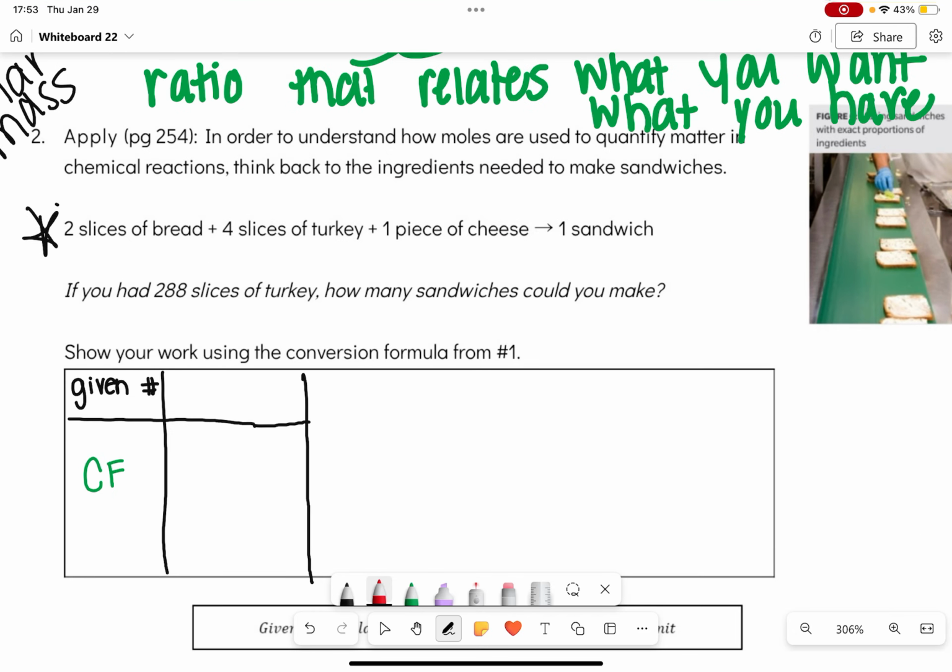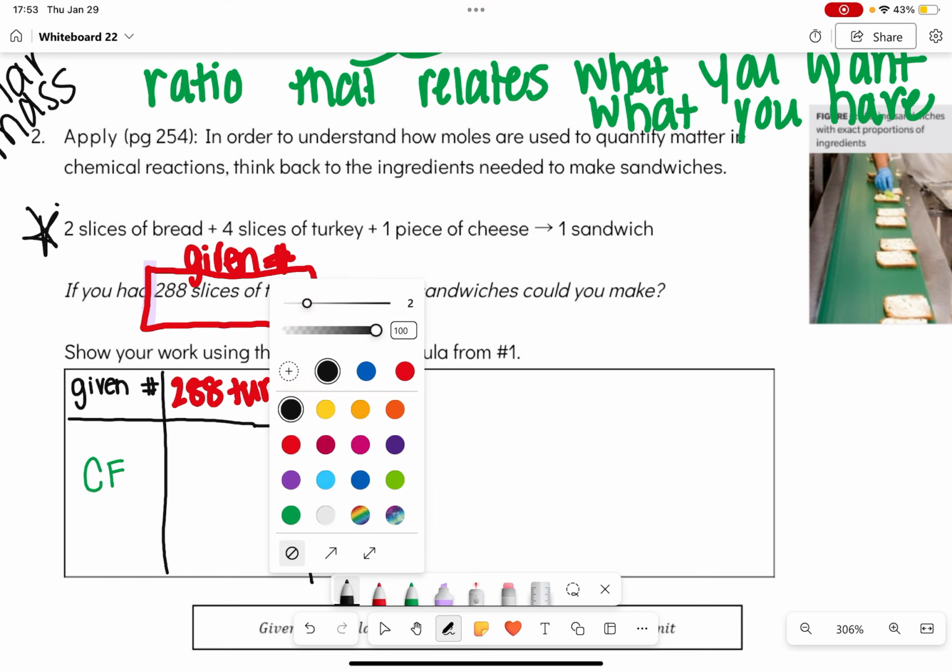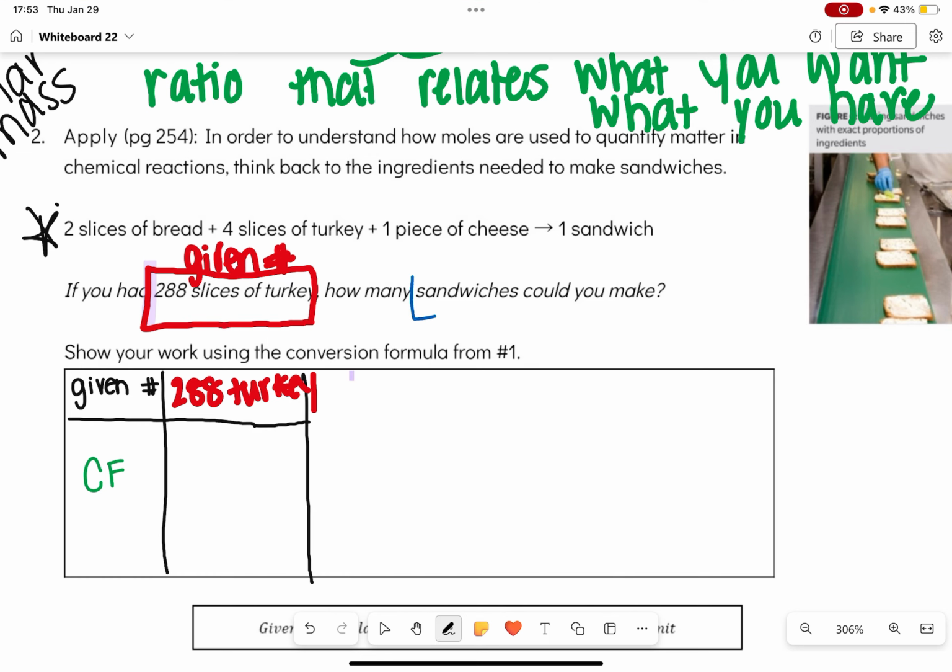And so the first thing I'm going to do is I'm going to box what I currently am given. So this is going to be my given number. So I'm going to put that in my side chart. So 288 turkey. And that is my old unit, okay? And my new unit, what I want to find is sandwiches. So I'm going to box that and label that my want, or you could label it your new.